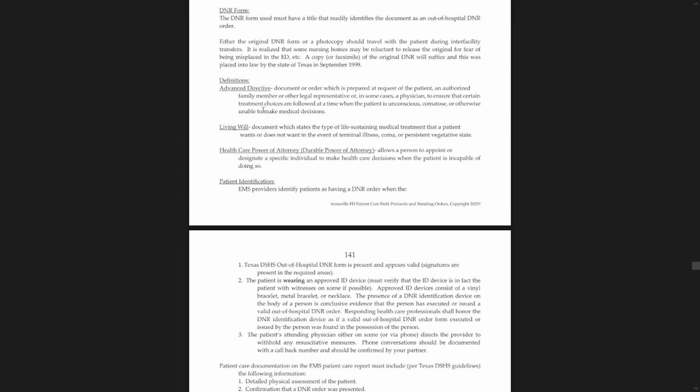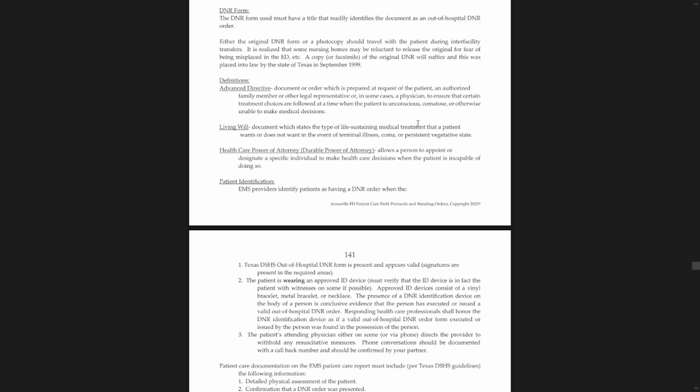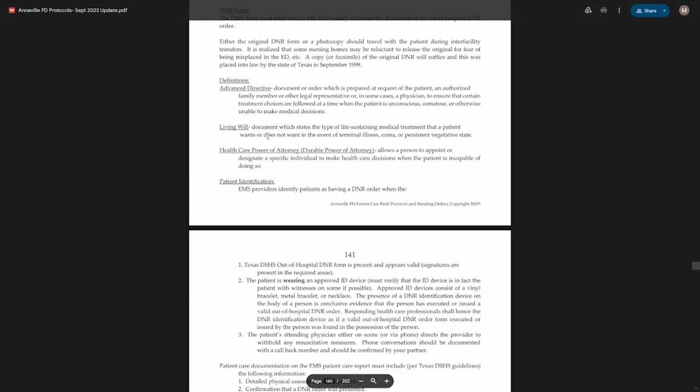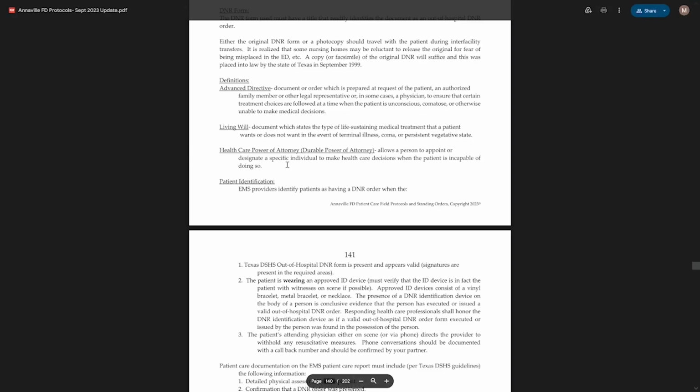A living will is a document which states the types of life-sustaining medical treatment that a patient wants or does not want in the event of terminal illness, coma, or persistent vegetative state. A healthcare power of attorney or a durable power of attorney allows a person to appoint or designate a specific individual to make healthcare decisions when the patient is incapable of doing so.